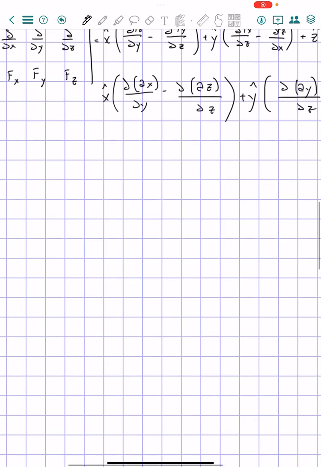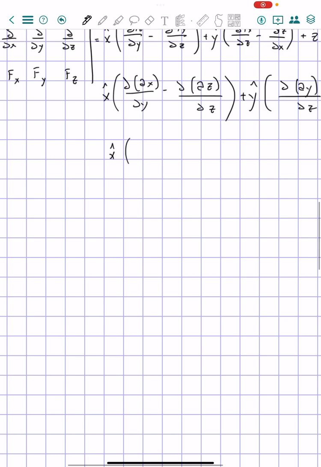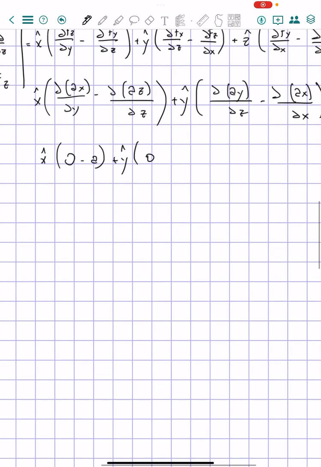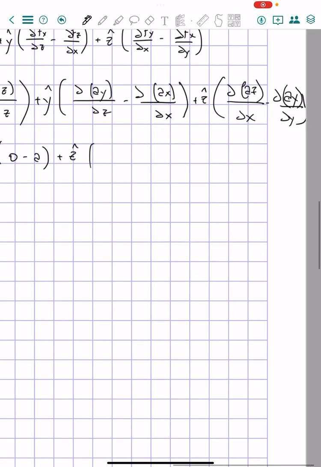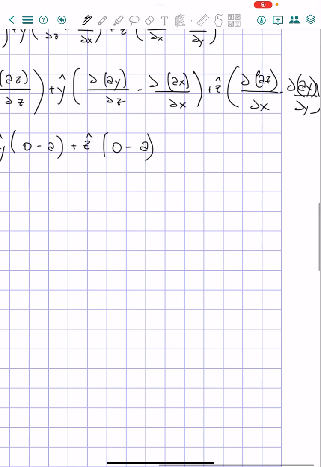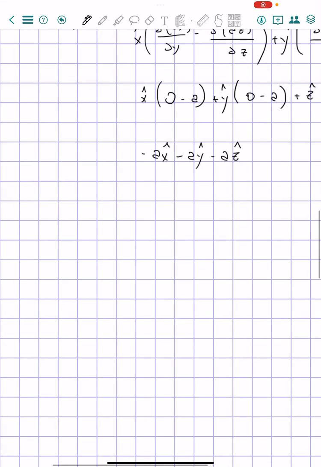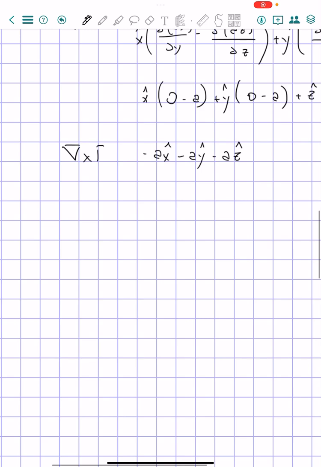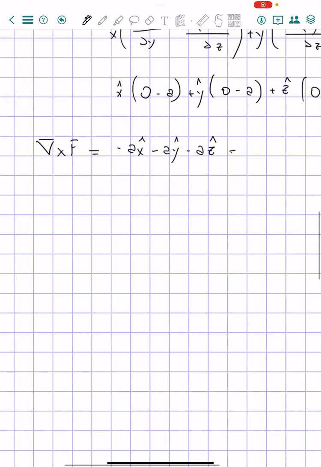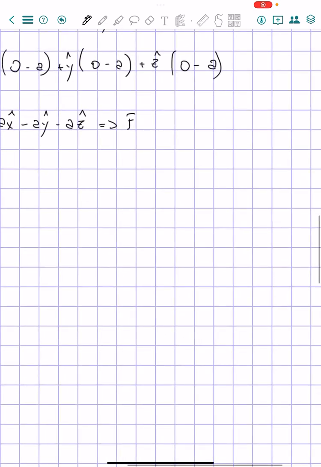So what I'm going to get out of this is for the x hat, I'm going to have 0 minus a, plus y hat, which is 0 minus a again, plus z hat, which is 0 minus a again. So our answer will be negative a x hat, minus a y hat, minus a z hat. And that is the solution to our cross product with a del operator. Therefore, our f is not conservative.